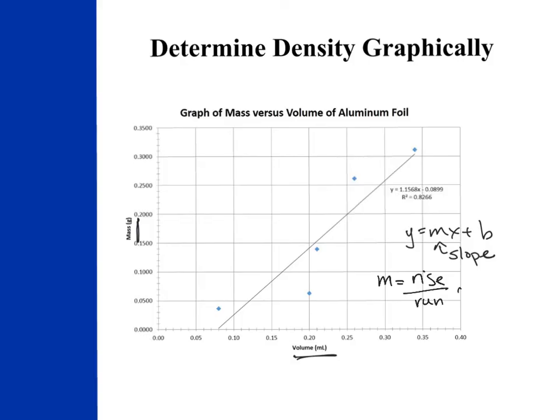Remember, that is just the same as saying the change in y over the change in x. So if we're looking at our graph, if we look at the slope, we're going to have the mass over the volume, which is the definition of density. So when we look at the formula for a line, we see that we have m, which is the slope, which is the same as the density.